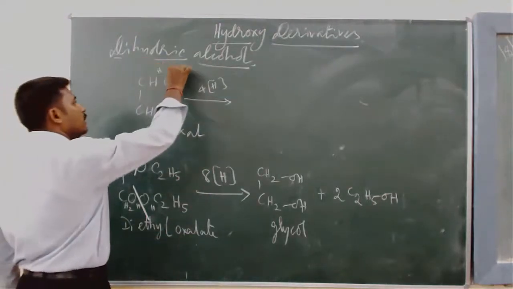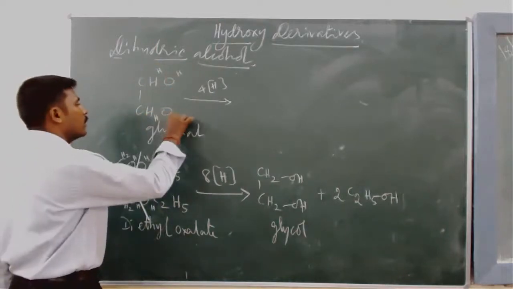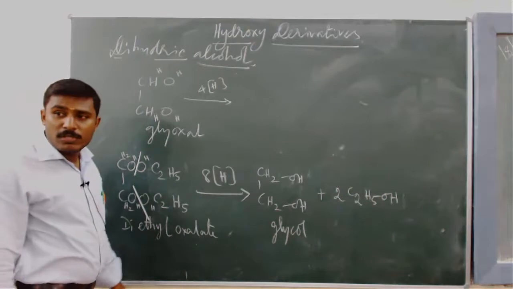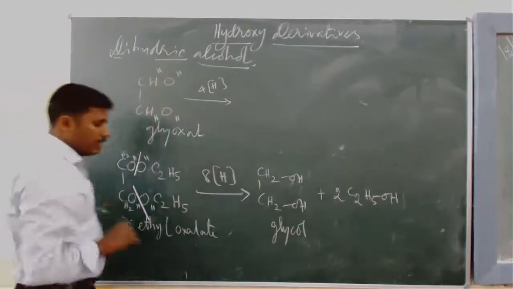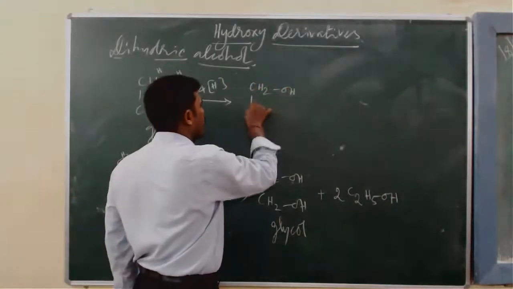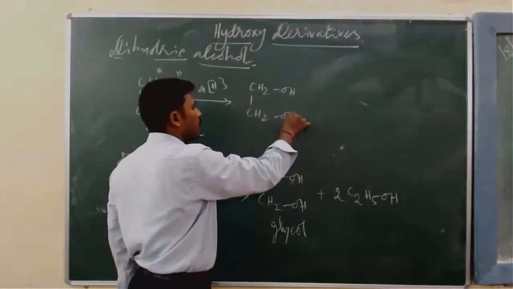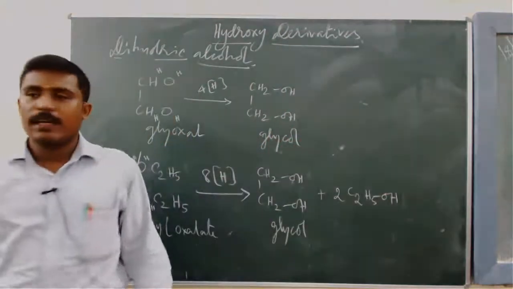Listen. Here 1 hydrogen, nearby O 1 hydrogen. How many hydrogen we use? 4 hydrogen atoms. What is the formula? CH2OH, CH2OH. We got glycol. That means ethylene glycol.